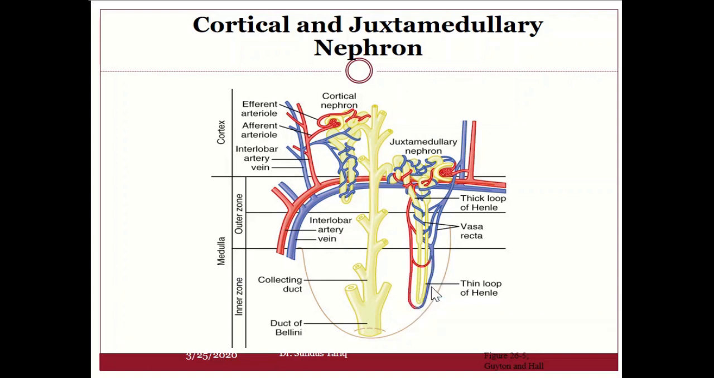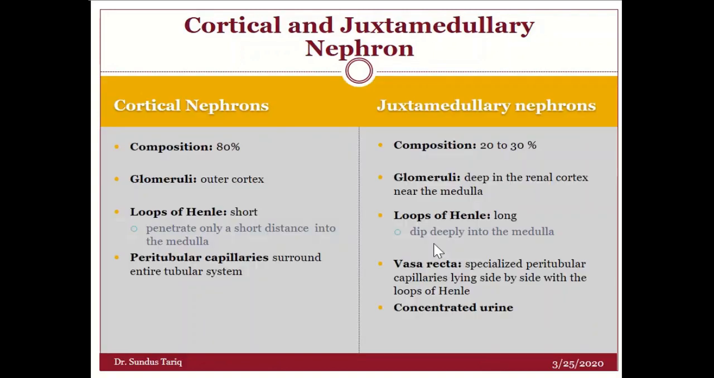We will see later on what that is. So these are the major differences between the cortical and juxtamedullary nephron, as you can see here.